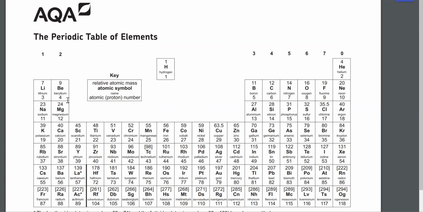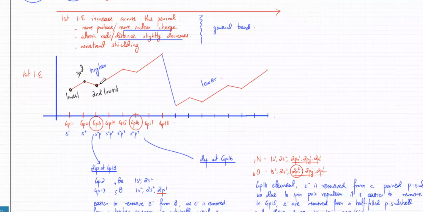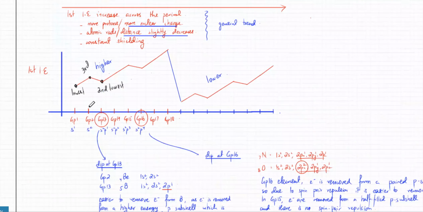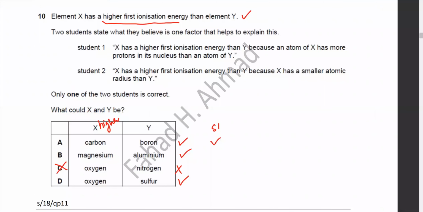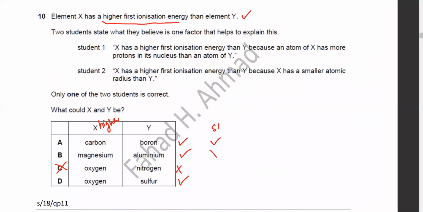Is that clear? Yes. Because the dip happens, it goes against this general trend. The dip happens because of the subshells, not because of the protons. Group 2 will have fewer protons compared to aluminium. Aluminium is going to have more protons. So remember this, that magnesium having a higher ionization energy is not because of protons. It actually has fewer protons. Is this clear? Yes, sir. So that means student 1 over here, his reasoning is incorrect.